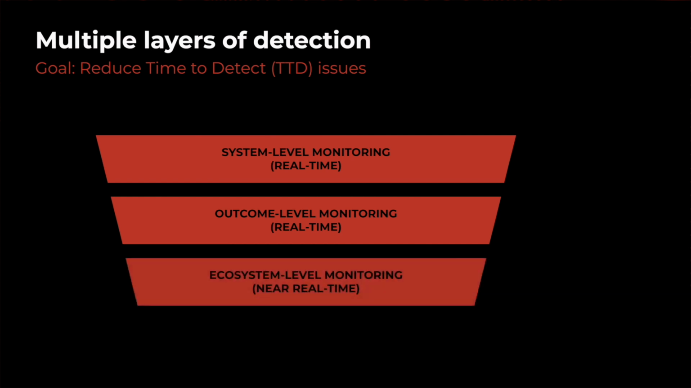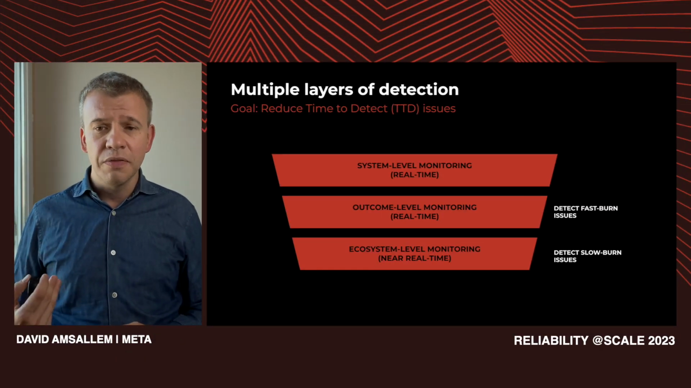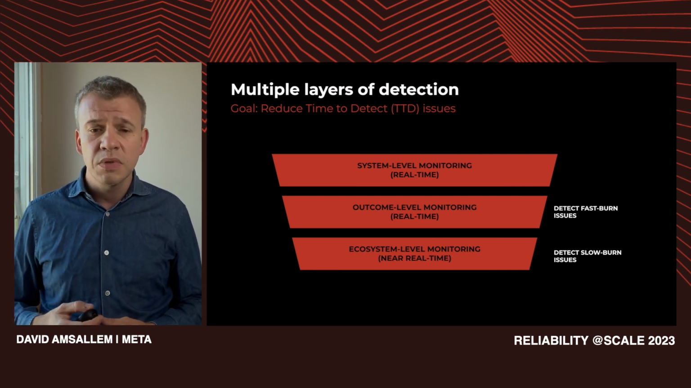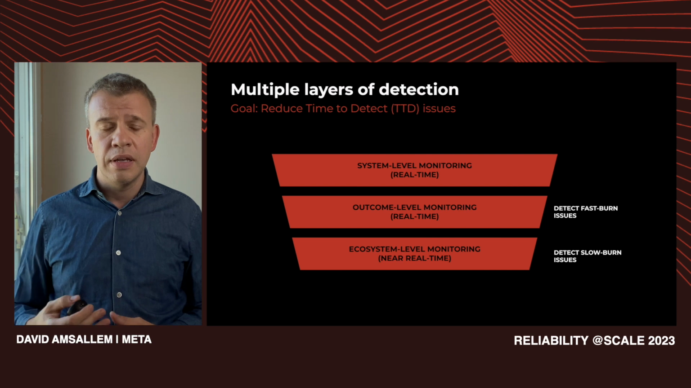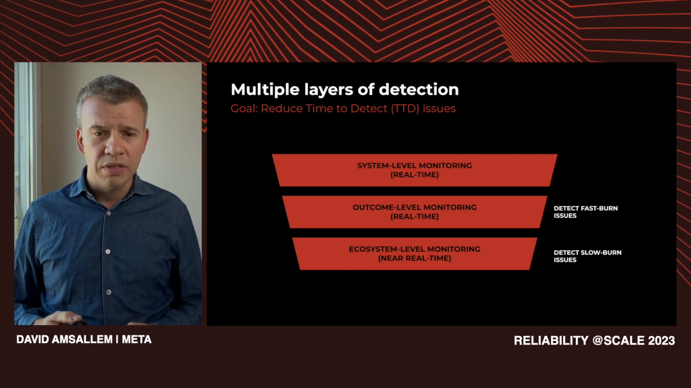Now I would like to deep dive into how we approach the detection problem. As I mentioned before, here we really want to reduce the time it takes to detect the issue. And so we use a three-layer approach. The first one is, obviously, at the system level, we will have the right monitoring in place to catch a majority of the issues in real time. However, sometimes this is not enough, and so we also need more centralized monitoring of the outcomes of our ad systems that can help detect the issues that have the fastest burns in our systems.